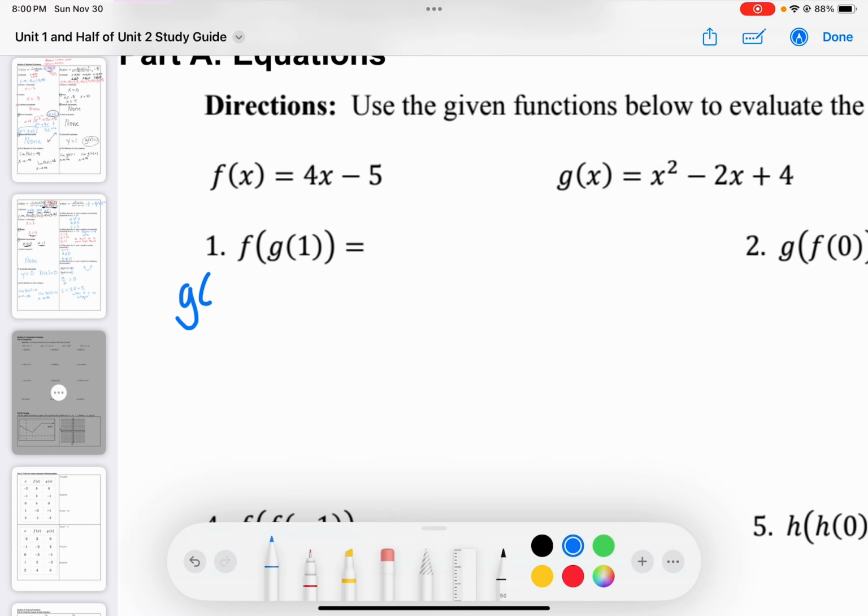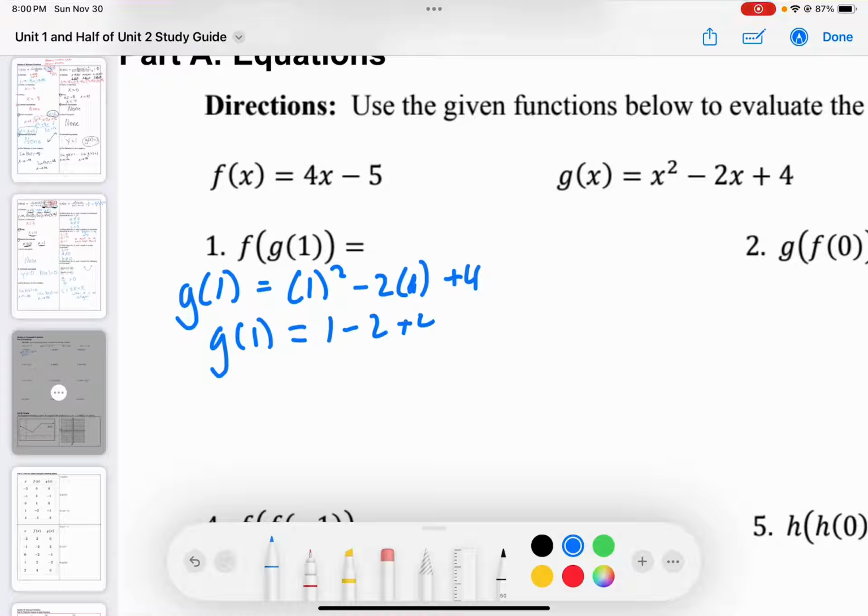So the g of 1, I'm going to show it in detail on the first one. I might take some shortcuts down the road. I'm substituting 1 into all of these x's for g. So the g of 1 is equal to 1 squared minus 2 times 1 plus 4. So the g of 1 equals 1 minus 2 plus 4, which equals 3. Because 1 minus 2 is negative 1, and negative 1 plus 4 is 3.